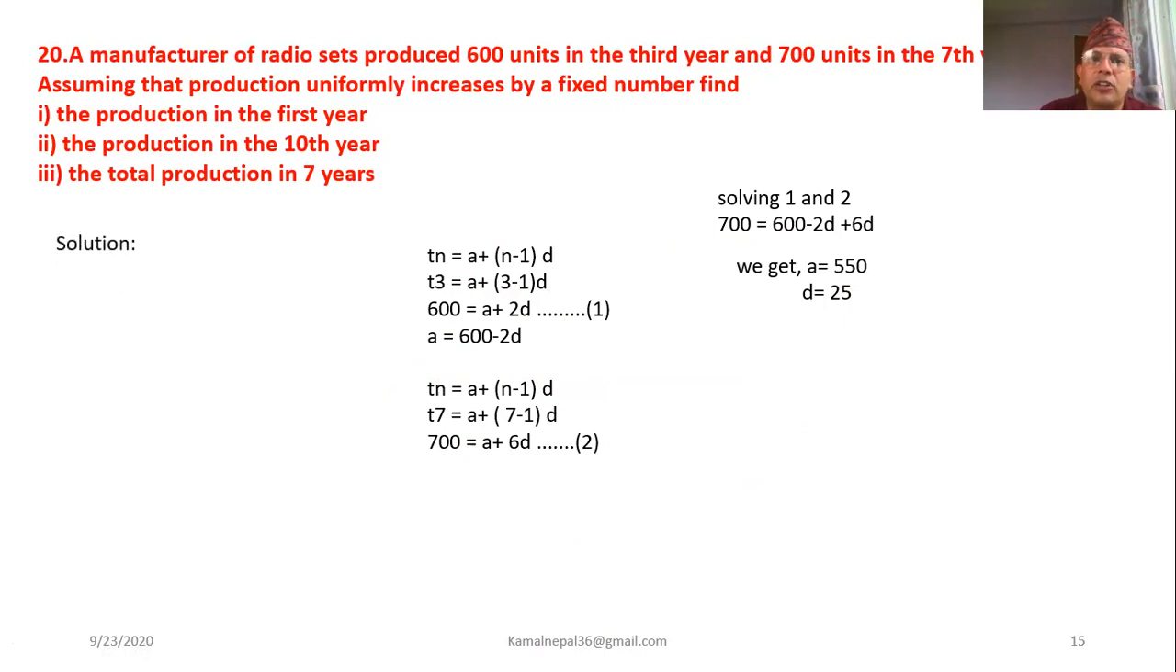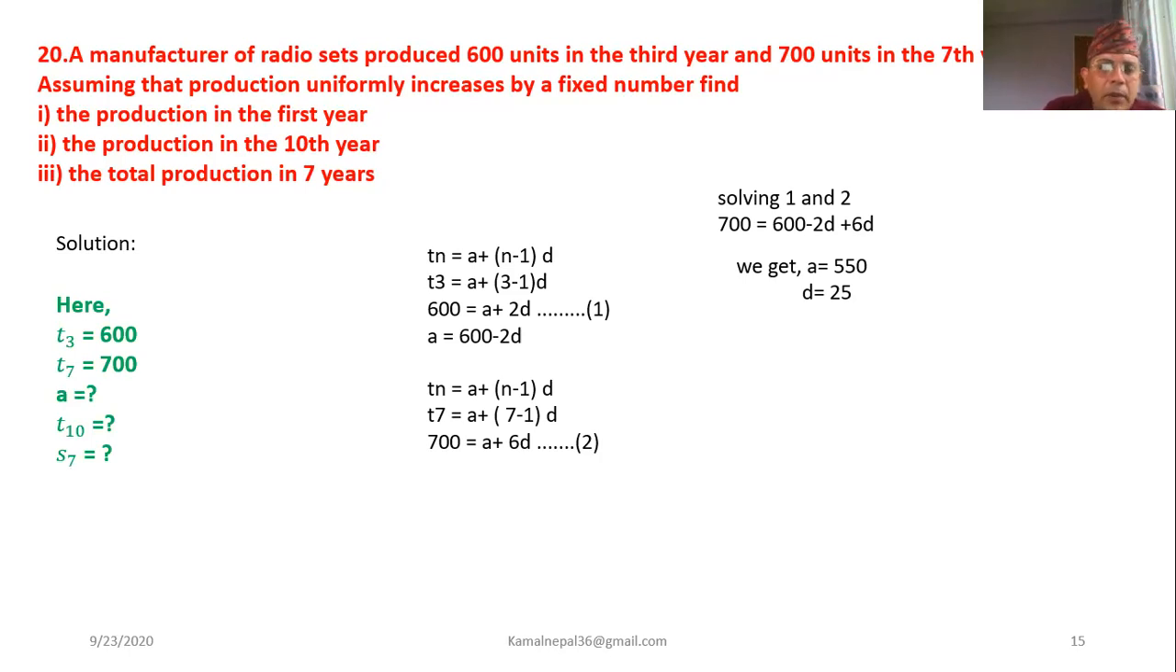Assuming that the production uniformly increases by a fixed number, so D is given, so it is an arithmetic progression. Find the production in the first year, A is equal to how much? Find the production of the 10th year, so T10 is equal to how much? And the production level in 7 years, so S7 is equal to how much? Now the solution. T3 given, T7 given, A what, T10 what, S7 what.